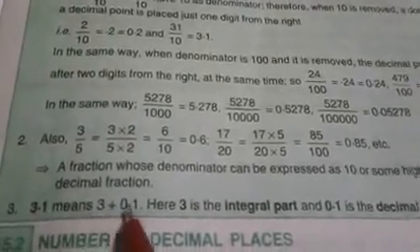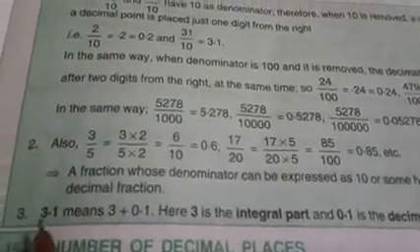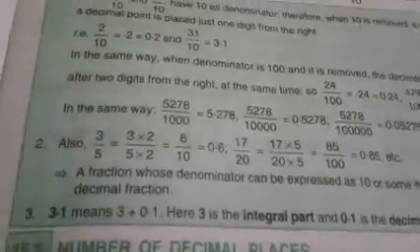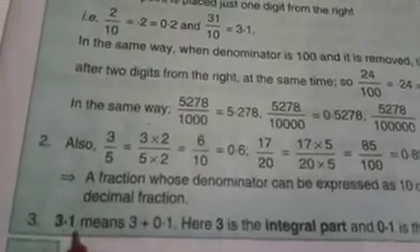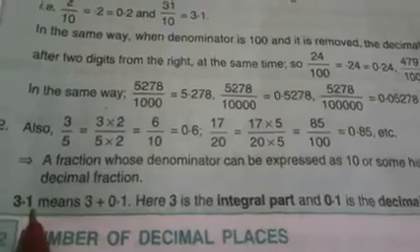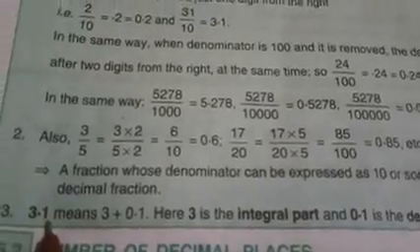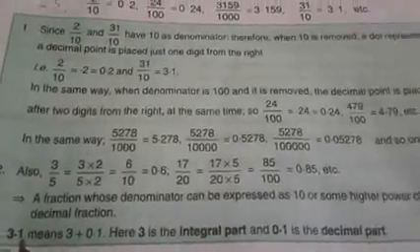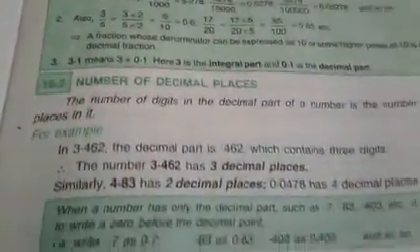Now here, in short, 3.1 means 3 plus 0.1. Here 3 is the integral part and 0.1 is the decimal part. So this is something new you have studied. Then, like and unlike decimals.